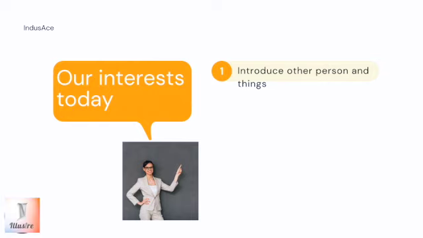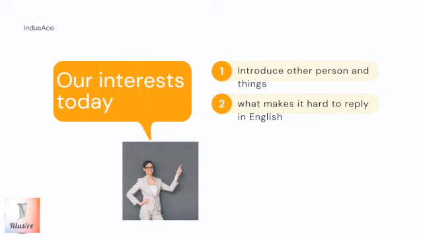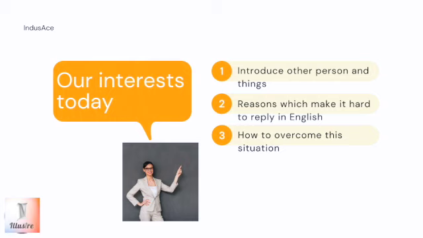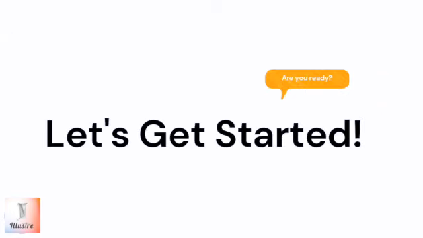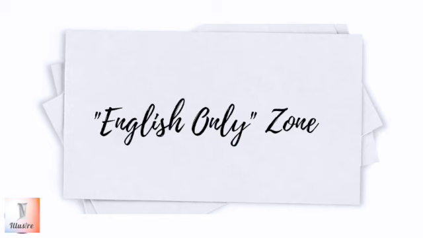In this session, we will learn to introduce other people and things. We will try to have a clear idea about what makes it difficult for people to respond in English even though they can understand it pretty well. Afterwards, we will discuss how to overcome this situation. But in between, we will keep on having practice sessions to make sure that you can start speaking in English right away. Let's begin today's journey with a quick little activity to create an English-only zone.